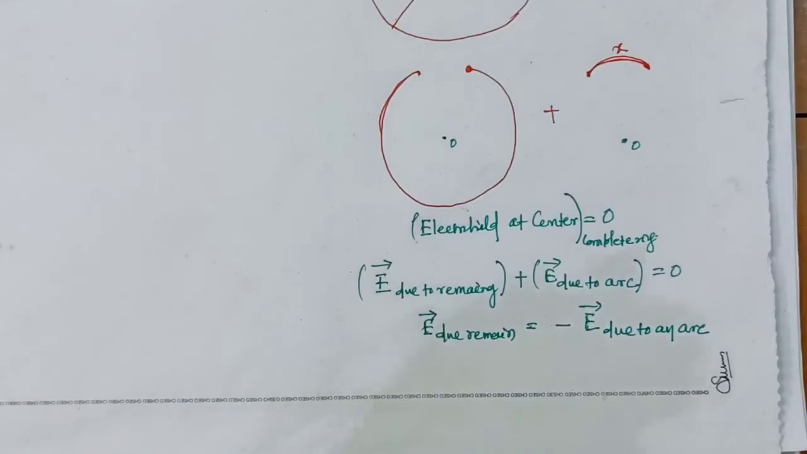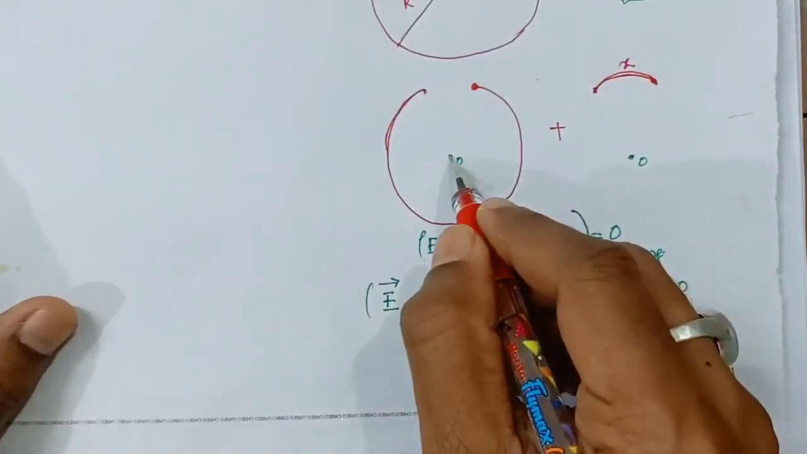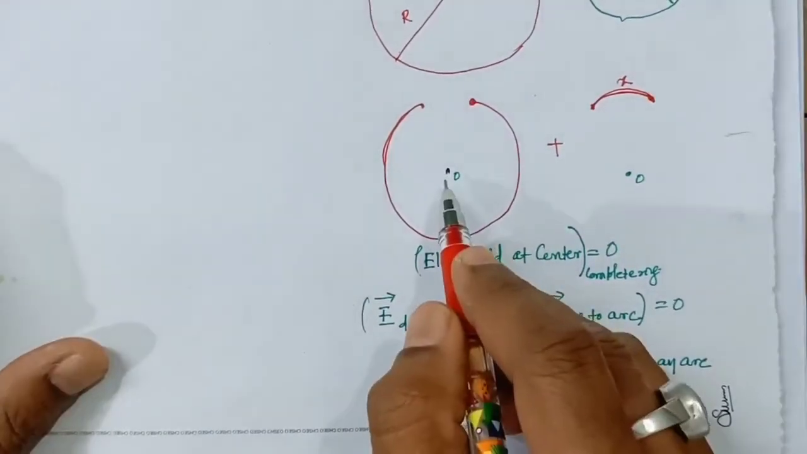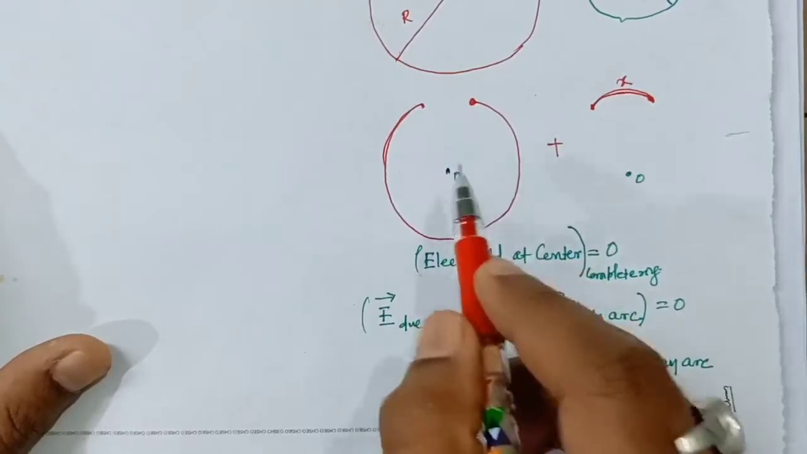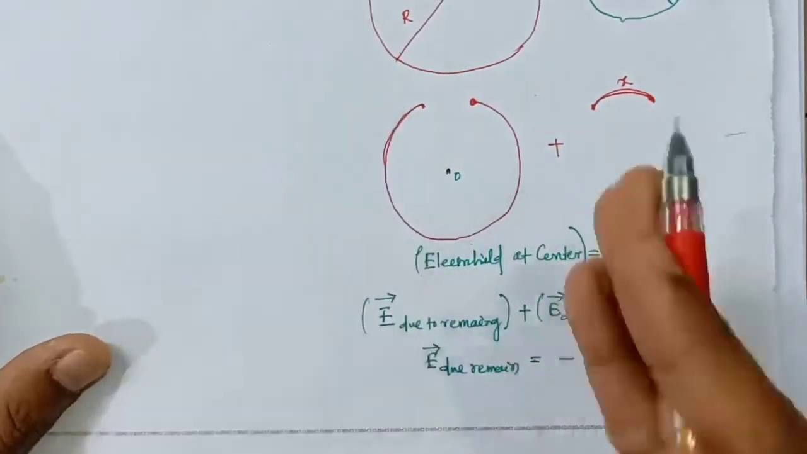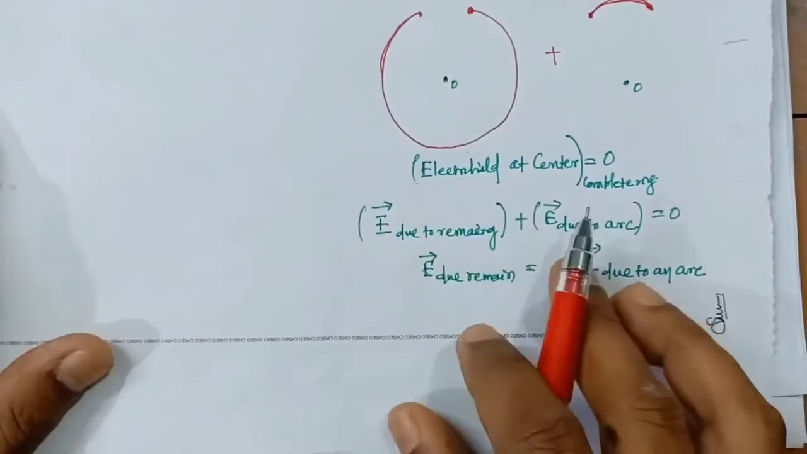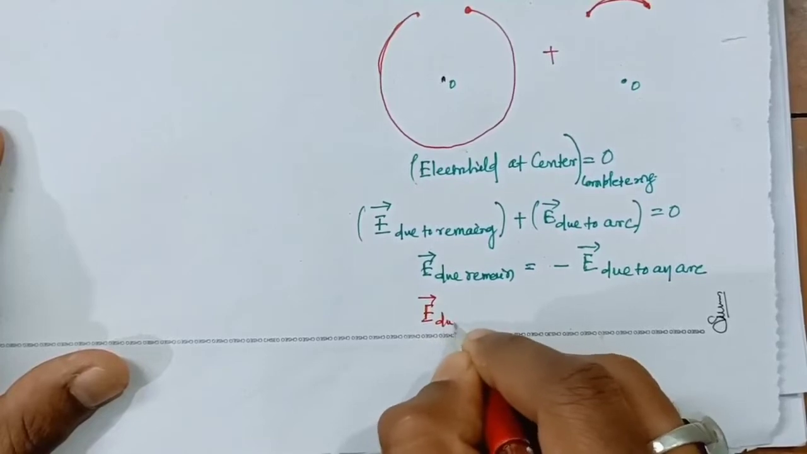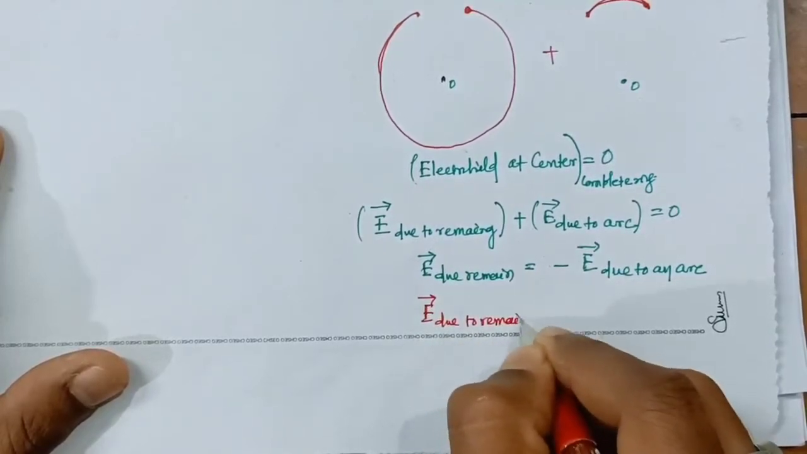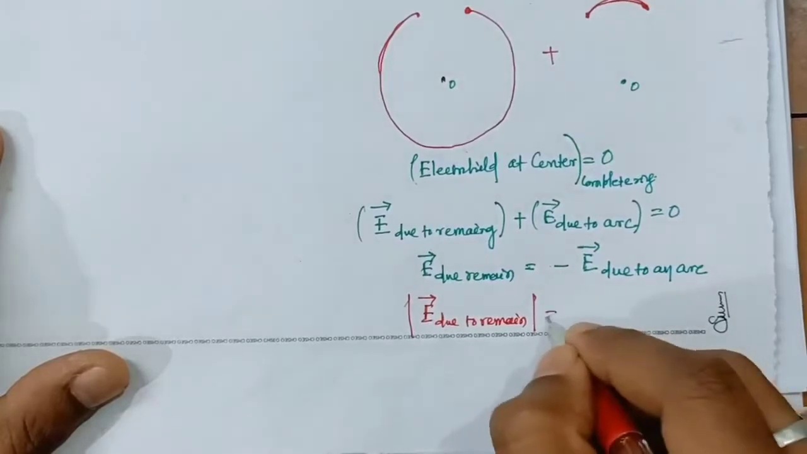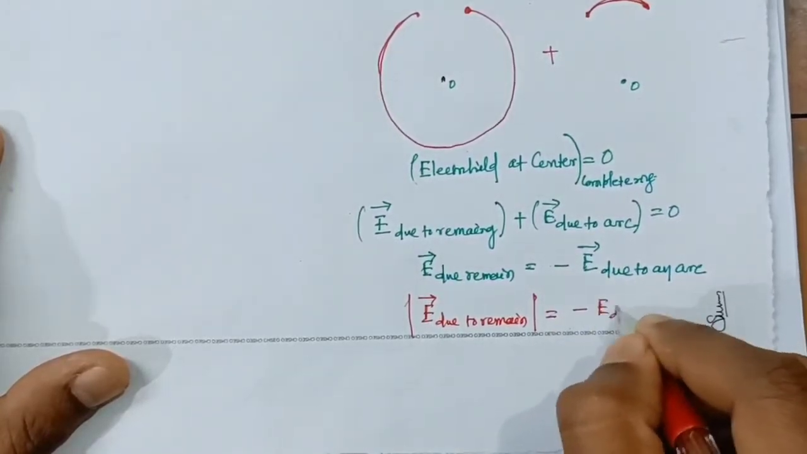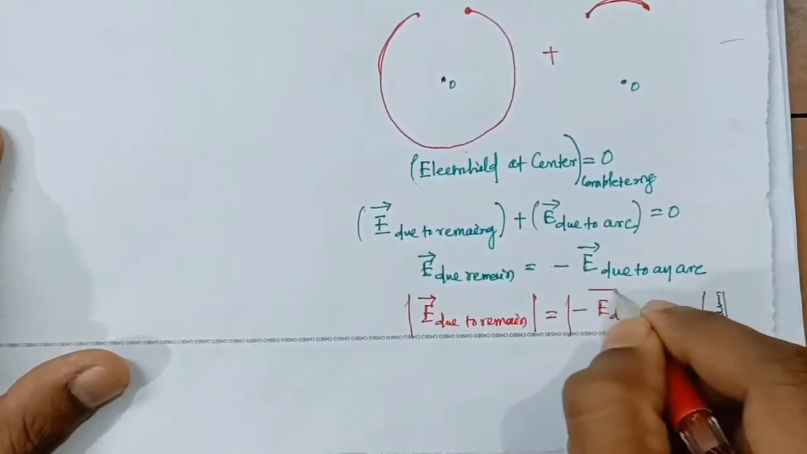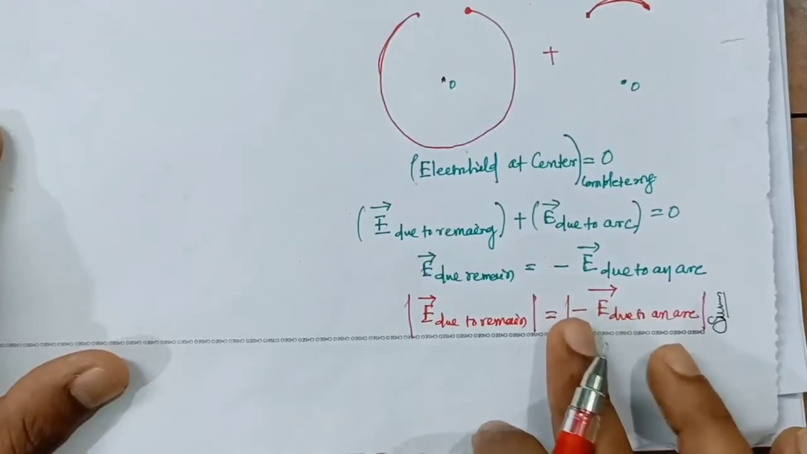Yes. And at which point do we need to find it? Exactly at the center point. And what is the question framed? Find the expression of electric field at center O, and it is asking for the magnitude of the electric field. So we must find the magnitude of electric field due to remaining part, which equals electric field due to the arc. It's simply magnitude. When you are talking about the magnitude, we are not looking at the negative sign.